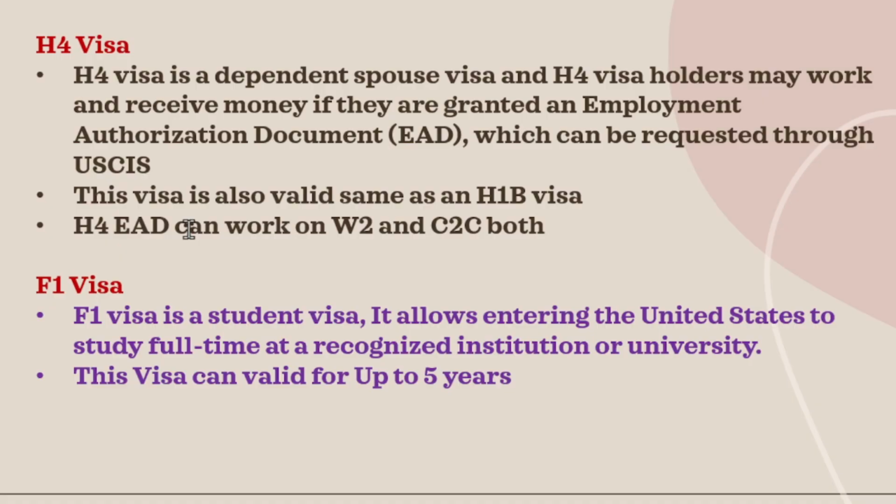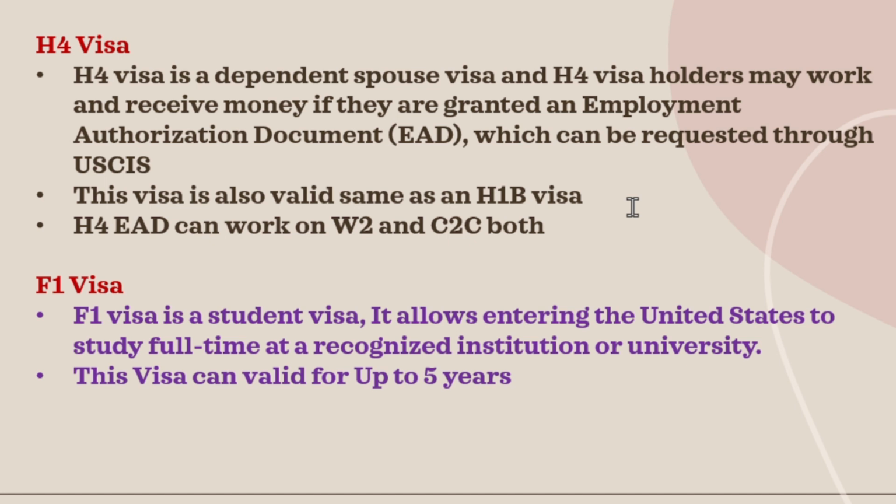Next is the H4 visa. The H4 visa is a dependent spouse visa, and an H4 visa holder may work and receive money if they are granted an employment authorization document called EAD, which can be requested through the USCIS. This visa is also valid the same as an H1B visa. An H4 EAD holder can work on W2 and corp to corp both.